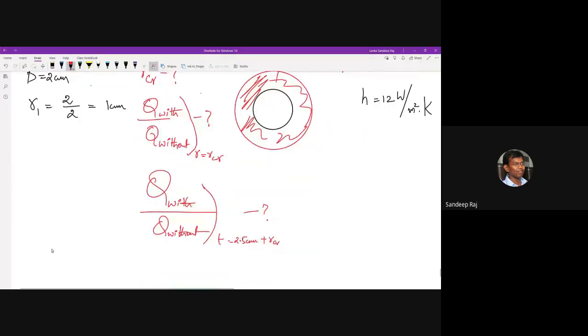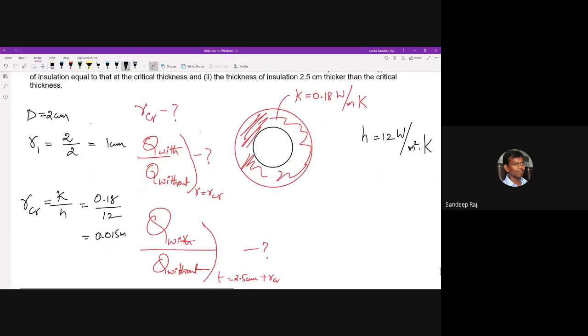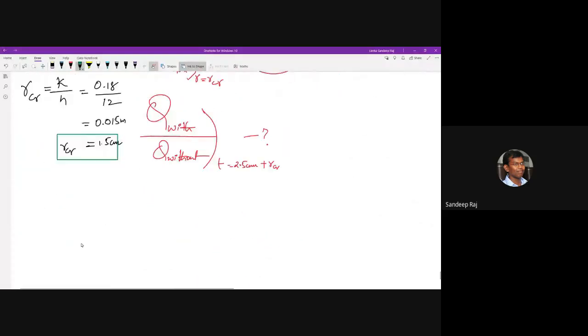Okay. So if you want to find out this R critical here, the R critical is again K by H, simple. The K value is 0.18 and the H value is 12, so the R critical value is 0.015 meters, that is 1.5 centimeters. So that is what R critical you are asked to find out. And Q with by Q without you have to find out.